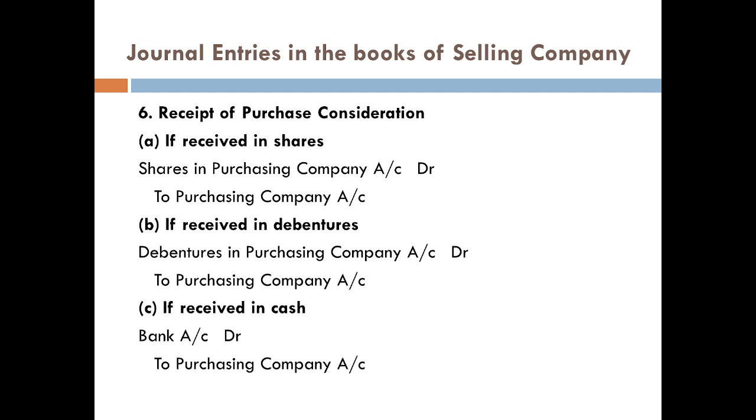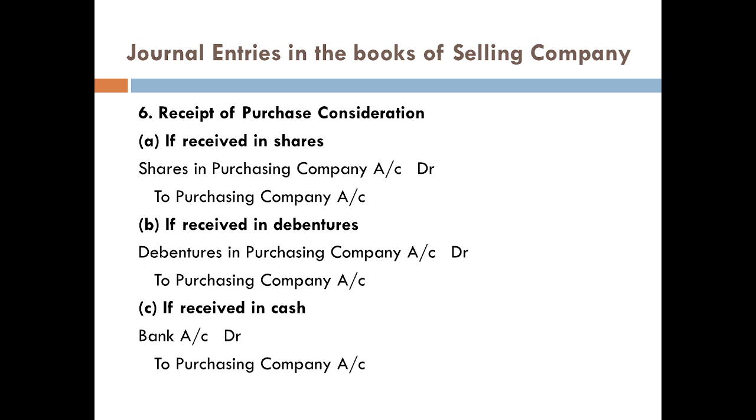Now the next one is the actual receipt of purchase consideration. In the third journal entry we made the due for purchase consideration, is it not? Now what we do, we receive the purchase consideration. Purchase consideration may be received in three different ways, either by shares or by debenture or by cash. Cash in a sense bank, right?